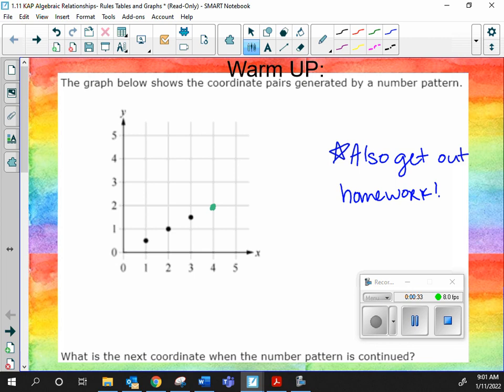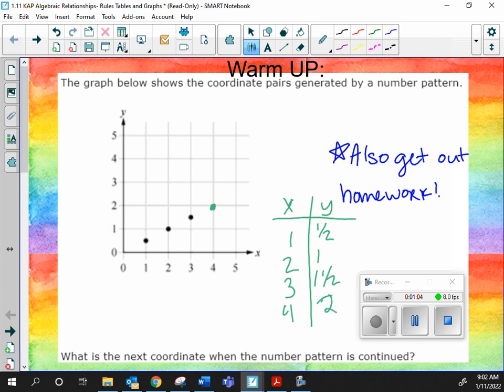0.5. It's increasing by 0.5. Something that's helpful sometimes, I don't always like to do the graph because they don't have the numbers. I either like to write the ordered pairs next to it, or I like to make a table right next to it. That way I don't have to find the coordinates every single time. So it was 1, 1/2, 2, 1, 3, 1 1/2, and then 4, 2. Okay, I agree with this.